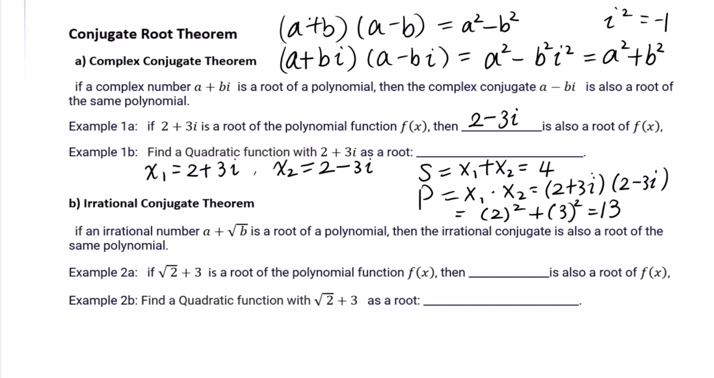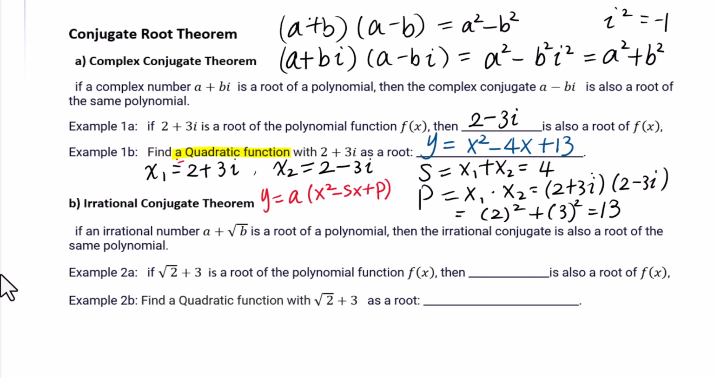Then according to the Vieta's form of a quadratic function, y equals a times x squared minus sx plus p. Since we are looking for one quadratic function, to be simple, we just make a equals 1. So we get y equals x squared minus 4x plus 13.